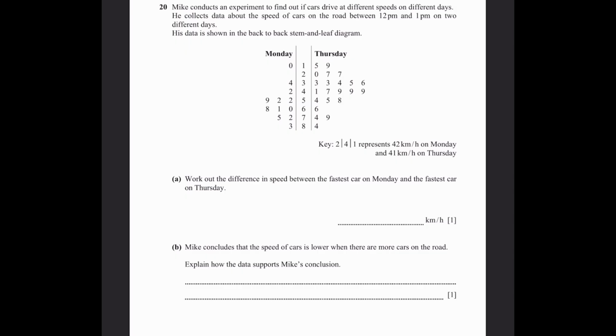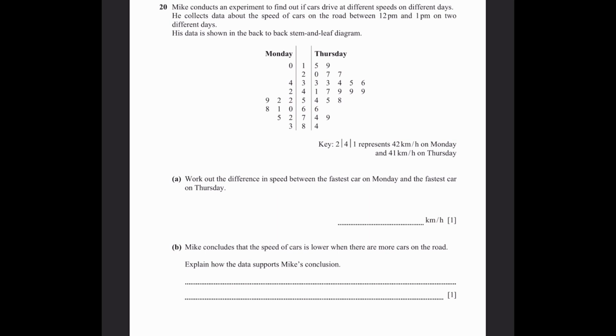Question 20. Mike conducts an experiment to find out if cars drive at different speeds on different days. He collects data about the speeds of cars on the road between 12 p.m. and 1 p.m. on 2 different days. And these 2 days are Monday and Thursday, but this doesn't matter much. His data is shown in the back-to-back stem and leaf diagram.